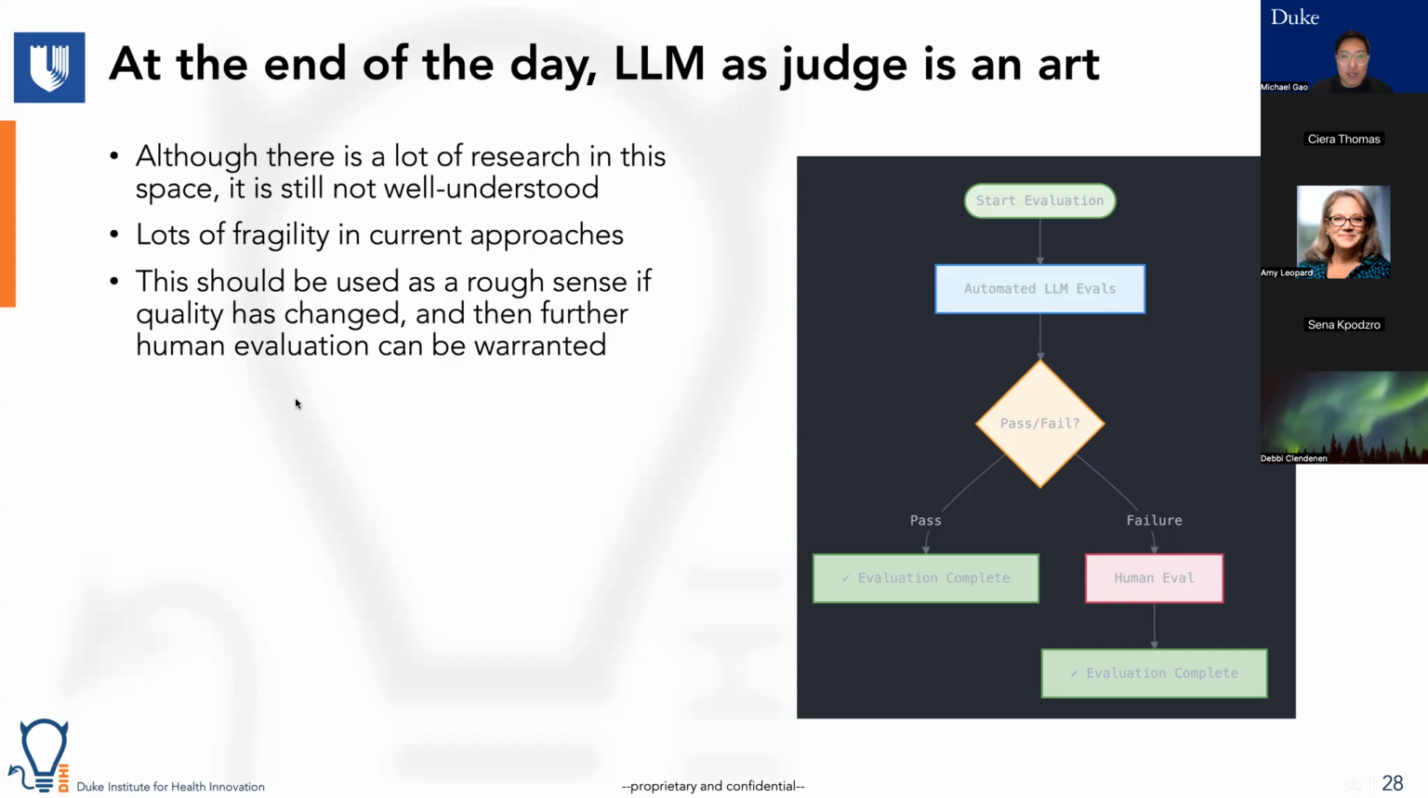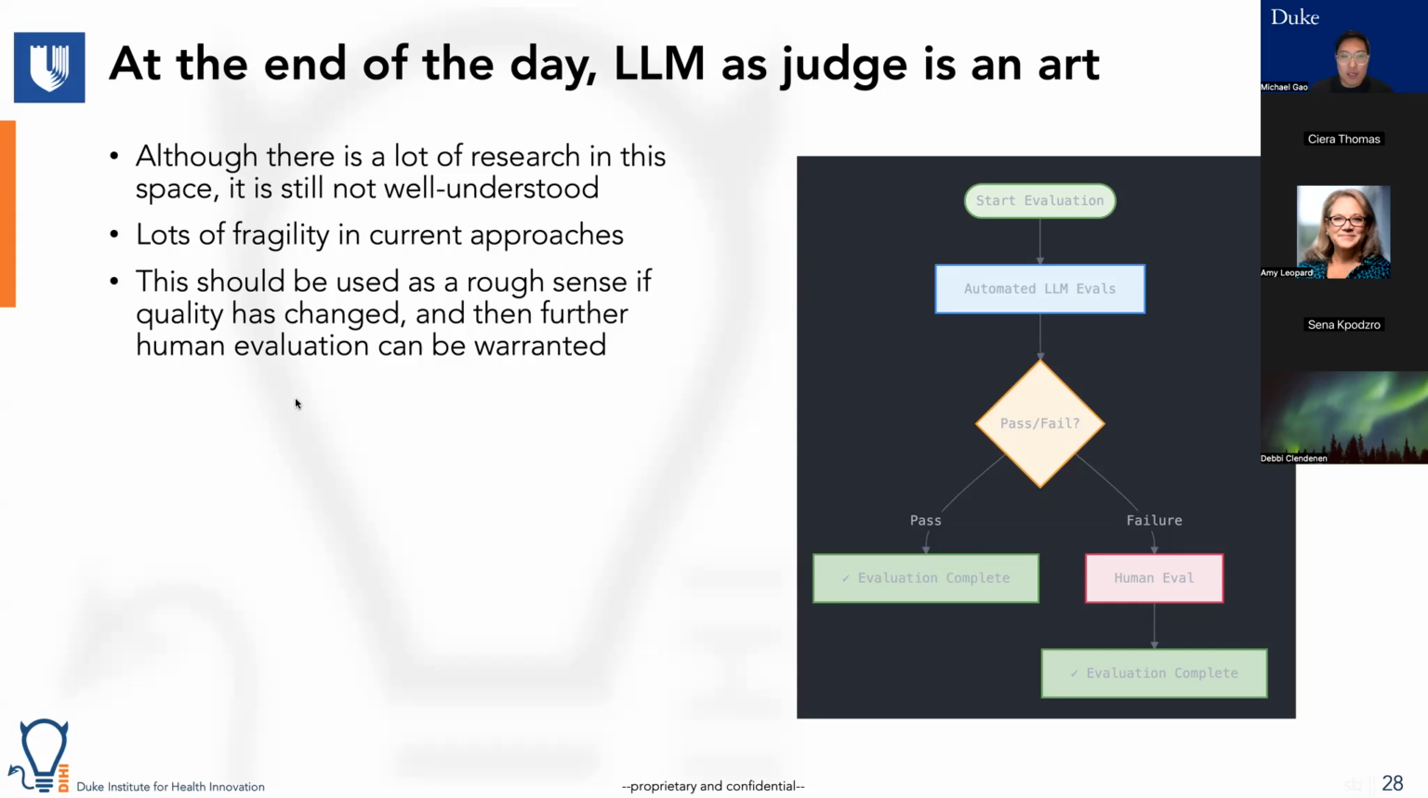And there are increasingly a number of prompt optimizers that people are doing research on. But generally speaking, it's very difficult to know the impacts of model changes on both the output and the judgment itself. So this is mostly just used as a heuristic. It has a lot of fragility in the way that the current approaches work.